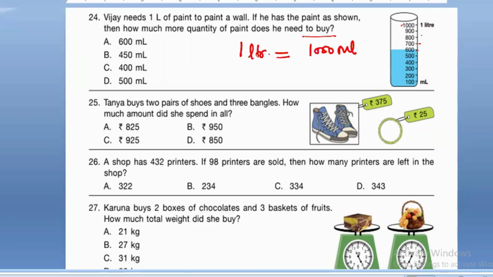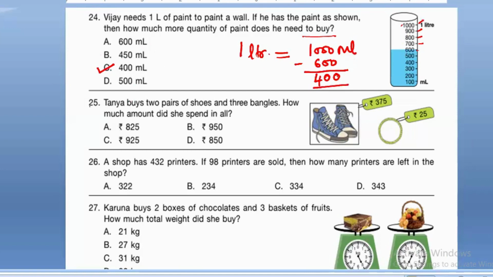Okay, so 1, 2, 3, 4. One method is that we can count the number of lines which are left to fill it full. So 400 milliliters will be our answer. And another method we can use: he has 600 milliliters of paint, so we can subtract 600 from 1000. When we are subtracting, what are we getting? 0 minus 0, 0. Again 0. 10 minus 6 is 4. So we are getting 400 milliliters as our answer.